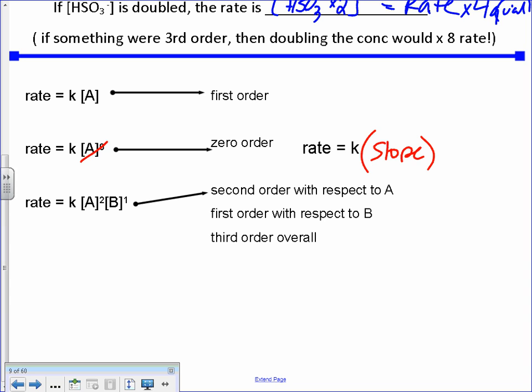So if something was written like this, it's a little bit more complex, but we can figure out a lot of information about it. It's second order with respect to A, it's first order with respect to B, it's third order overall. Both reactants are important, but does that tell you every reactant there necessarily? I could have had something to the 0 power and just not write it, because like I said, to the 0 power is just 1. So these are the different ways things can look. Thumbs up when you get here.